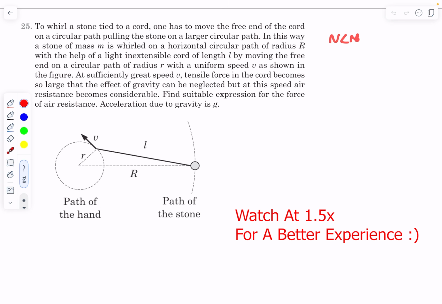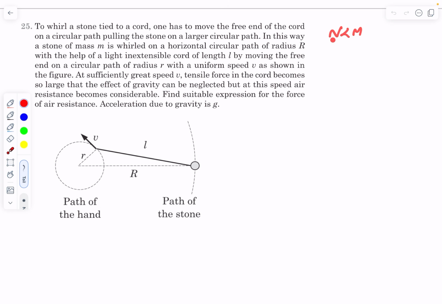This is from the chapter of NLM. So the three problems are mainly based on NLM and a little bit of circular motion. This is problem number 1, and this is question 25 from the CYU section.